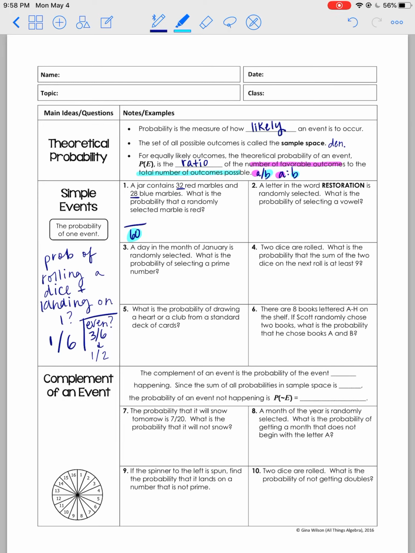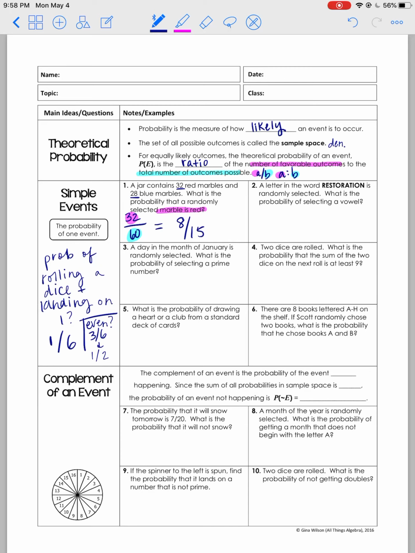And our numerator needs to be the number of favorable outcomes. Favorable in this case means a marble that is red. And we're told that there are 32 marbles that are red, so it's 32 over 60, which of course we know we need to simplify, giving us 8 over 15. That's the probability that we would select a red marble.